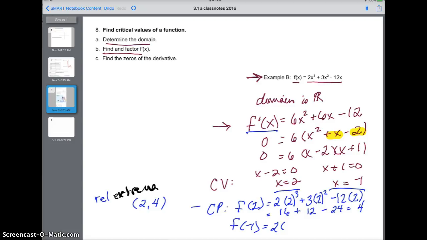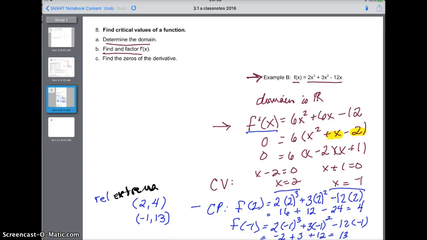So 2 times negative 1 to the third power plus 3 times negative 1 squared minus 12 times negative 1. So negative 1 to the third power is negative 1 times 2 is negative 2. Negative 1 squared is 1 times 3 is 3. And negative 12 times negative 1 is plus 12. So negative 2 plus 3 is 1, and 1 plus 12 is 13. So we also have a critical point on the original function at negative 1, 13.